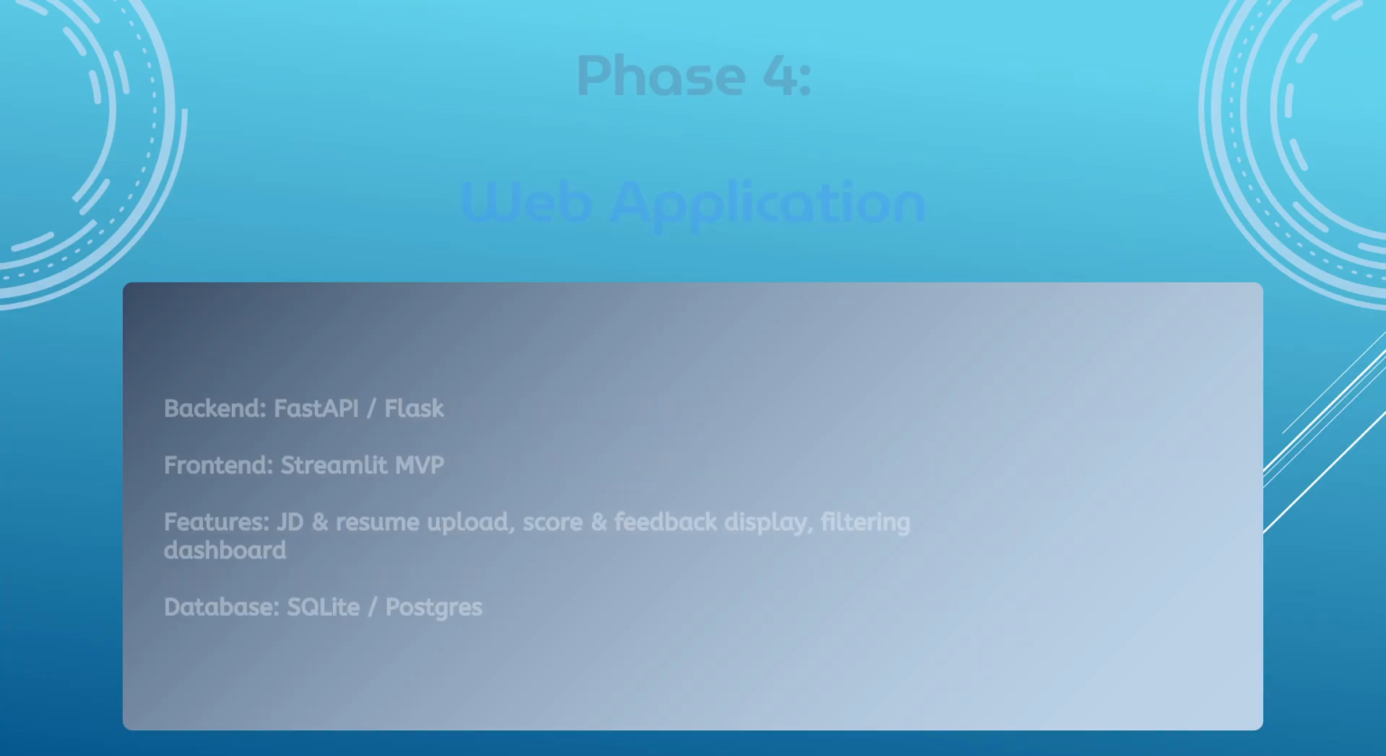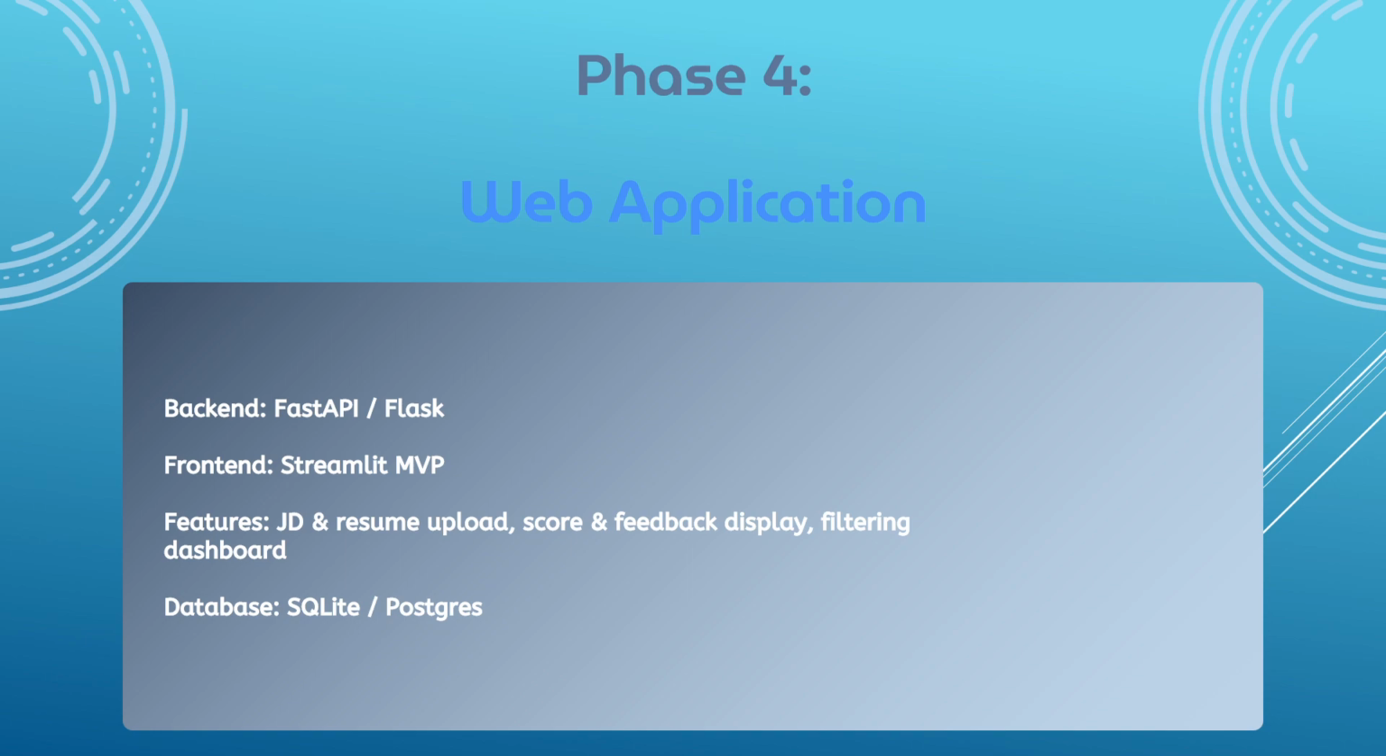Moving on. The fourth phase is the web application to integrate all of these things together in a singular place. So for the backend, we have Fast API and Flask. For the front end, we have Streamlit MVP, the same thing we used for deployment. And then features are, as you know, GD and resume upload, score and feedback display, filtering, and dashboard. And then we have the database, and for database, we have SQLite and PostgreSQL.